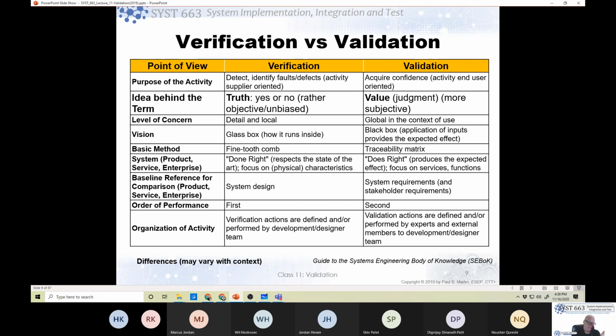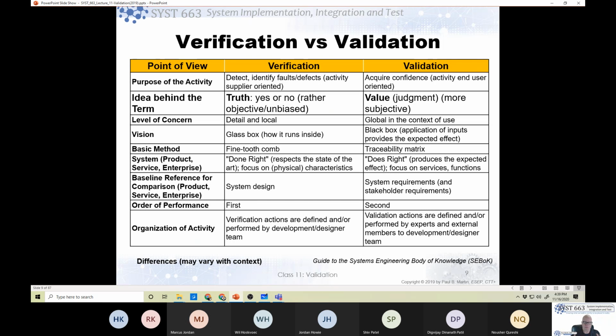So we usually verify it first. Yes, the system's built in accordance to the requirements we wrote for it. And then we install it, put it in its environment, and we do this thing called validation. And that's where we try to actually get more confidence in what we acquired. And we're very judgmental about the value that this system is coming into play.